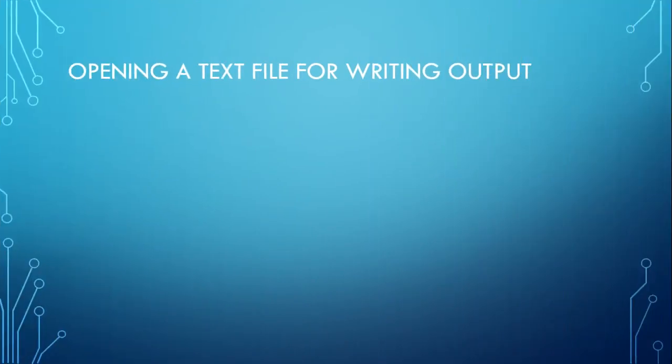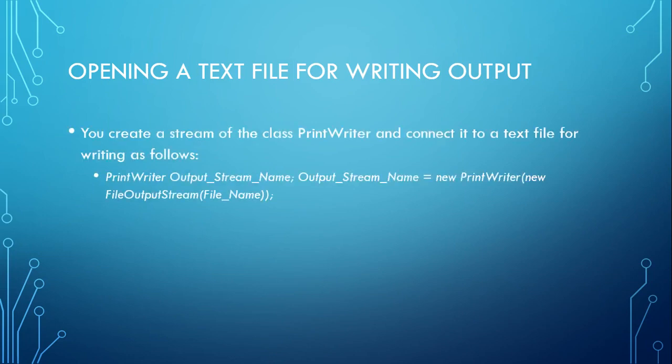All right, let's actually now look at opening that text file. So we can create a stream of the class PrintWriter and connect it to a text file for writing as follows. PrintWriter outputStreamName; outputStreamName equals new PrintWriter(new FileOutputStream(fileName)).